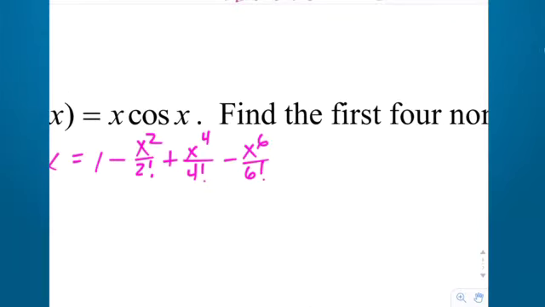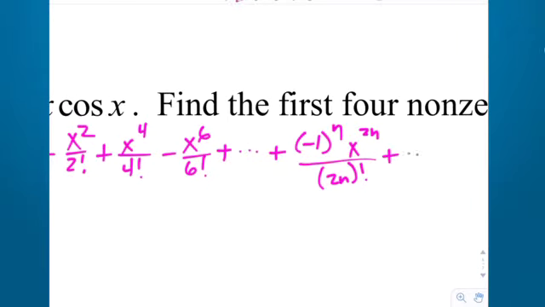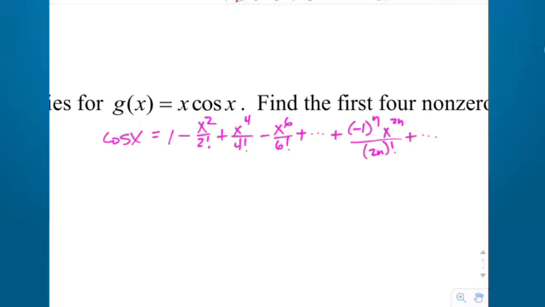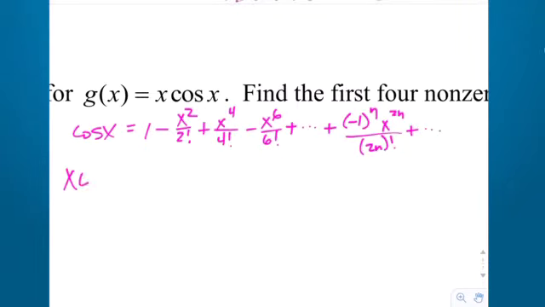So again, the way you write the general term is you put plus, whether it's negative or positive, plus dot, dot, dot, plus, then the nth term, which is negative 1 to the n, x to the 2n over quantity 2n factorial, and then after that you put plus dot, dot, dot again. So you're kind of saying somewhere down the line, you have the general term, and then after that it keeps going forever. All right, so now we'll just put x cosine of x, and now we'll just multiply everything through by an x. We'll distribute.